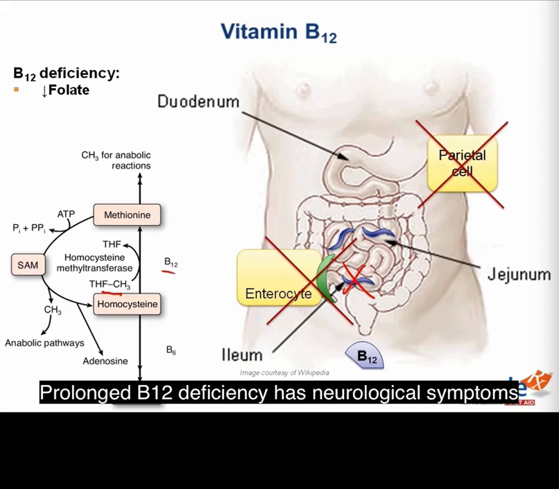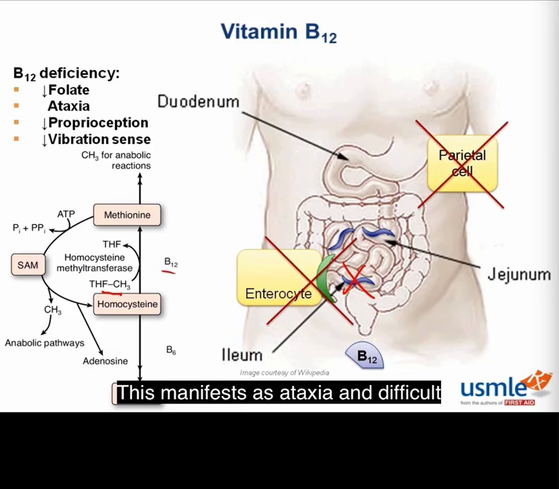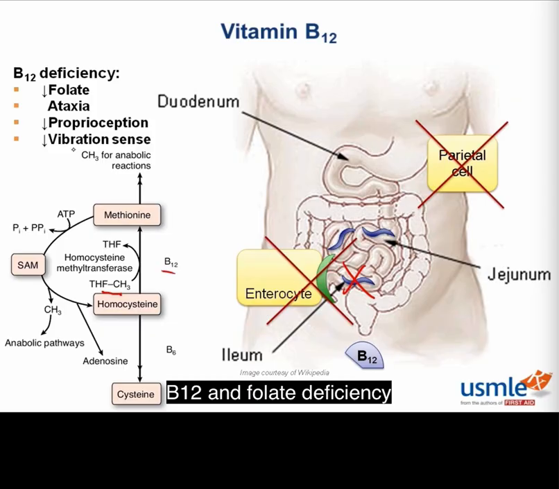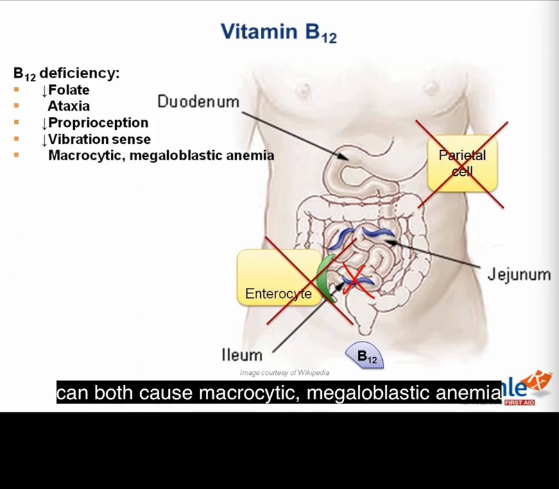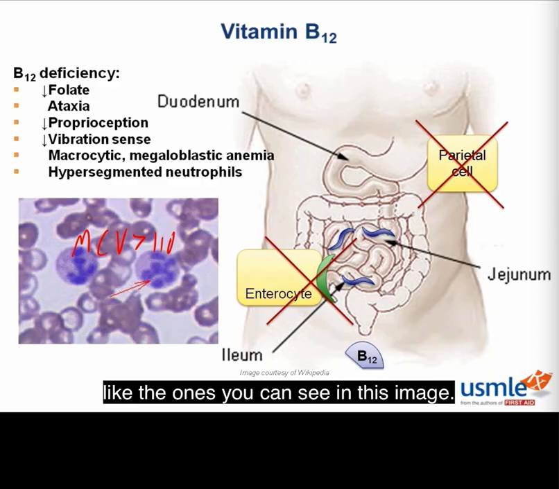Prolonged B12 deficiency has neurological symptoms that include subacute combined degeneration of the posterior and lateral spinal columns due to a defect in myelin production. This manifests as ataxia and difficulty with proprioception and vibration sense. B12 and folate deficiency can both cause macrocytic megaloblastic anemia, which results in red blood cell mean cell volume greater than 110, and hypersegmented neutrophils, like the ones you can see in this image.